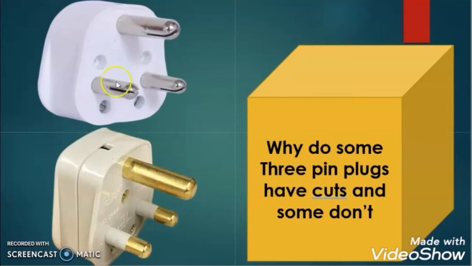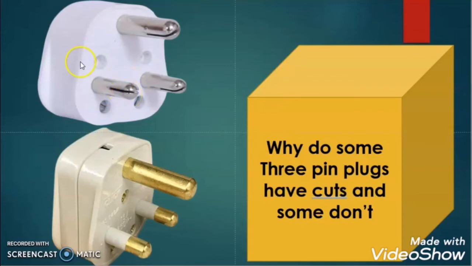Because brass has a tendency to expand when it gets heated. Suppose when we are plugging this into the three pin socket and the load is running, so the current is flowing through these pins, right, from the phase and from the neutral. Due to the flow of current, it will get heated, and as brass has a tendency to expand when it gets heated, it will get stuck in the slot of the 3-pin socket.